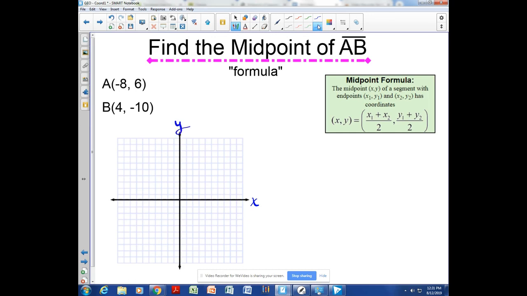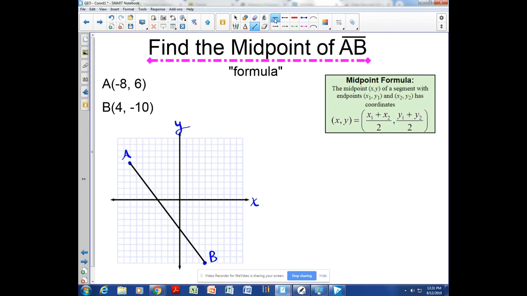A is -8, 6. So -8, +1, 2, 3, 4, 5, 6 would be right there. There's point A. And B would be 4, -10. 4, -10 would be down here. And I'm going to label that B. Now, it is not necessary to connect them, but if you would like to, you always could. And basically, you're asking yourself, well, what is the midpoint of that segment AB?